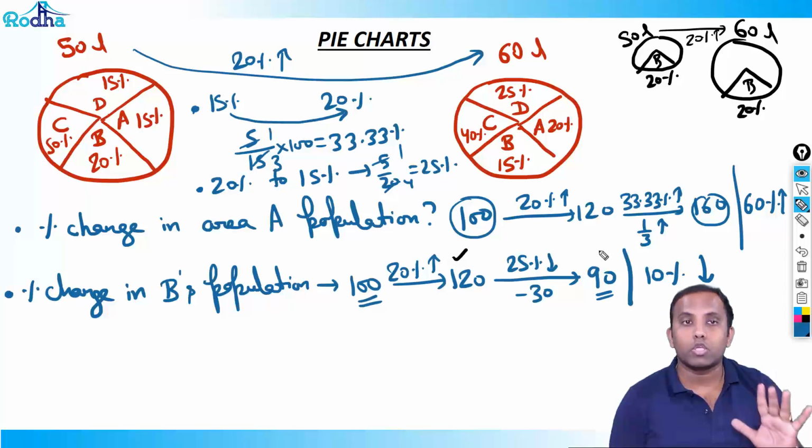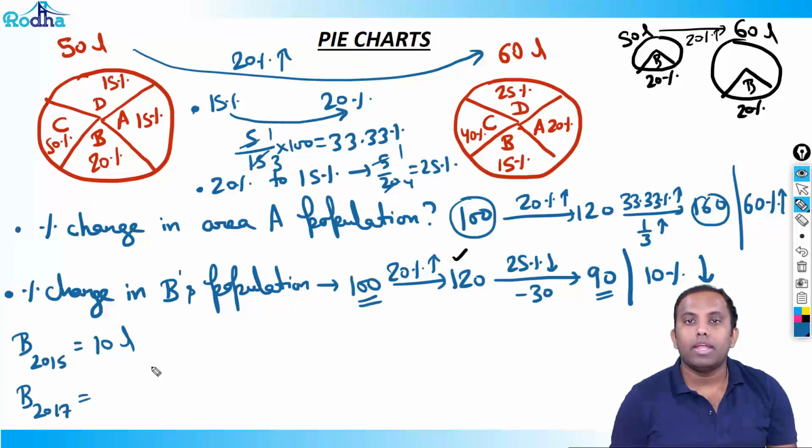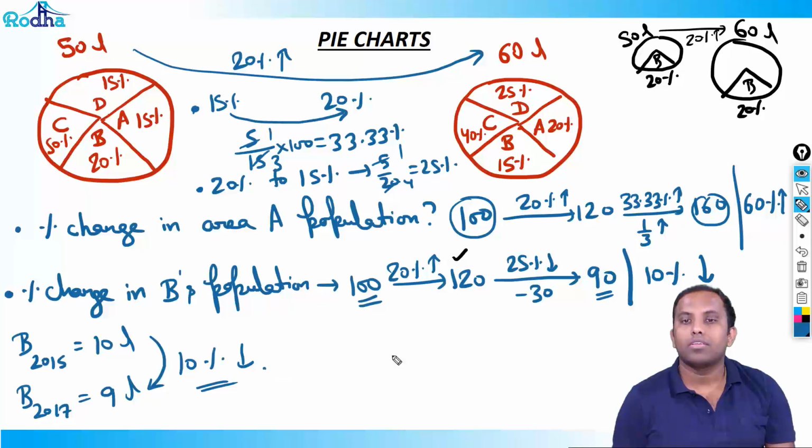Wait, I'll show you here. B's population in 2015 is how much? 20% of 50 lakh, that is 10 lakh. B's population in 2017 is how much? It is 15% of 60 lakh, that is 9 lakh. What is the percentage decrease? 10 lakh to 9 lakh, 10%. Same as I got here, right?